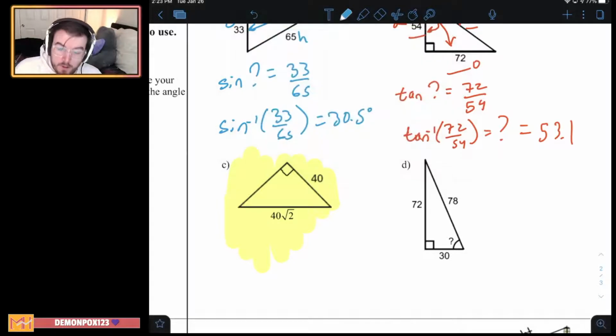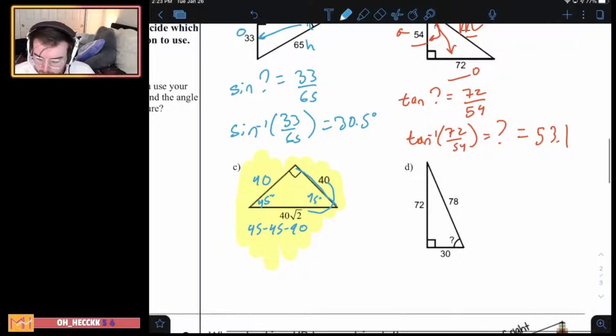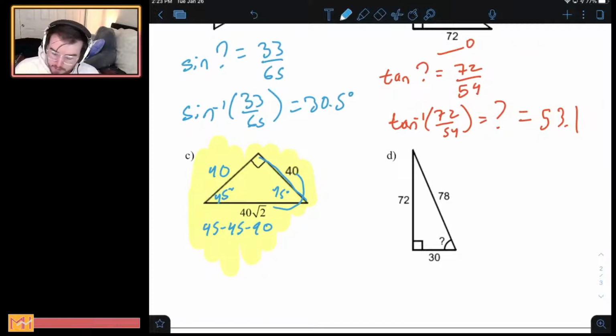What'd you choose? Hopefully you said it's a 45, 45, 90 triangle. How do we know that? Because if the leg is 40 and the hypotenuse is 40 root 2, it's following the pattern of k and k root 2. So how big are these angles then? 45 degrees. Who needs trig functions?